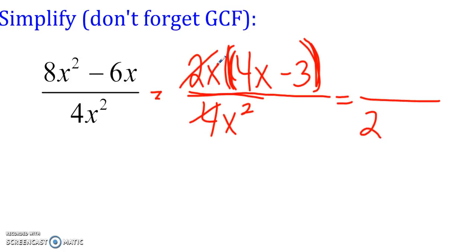And this x squared, it's who has more friends. This x on the bottom has more friends. So that cancels them out, but it leaves the 4x minus 3 on top.